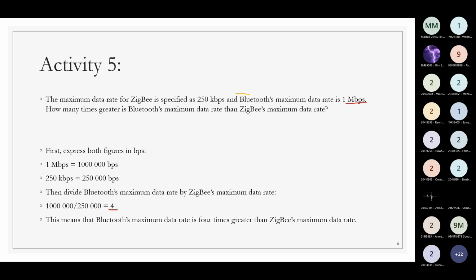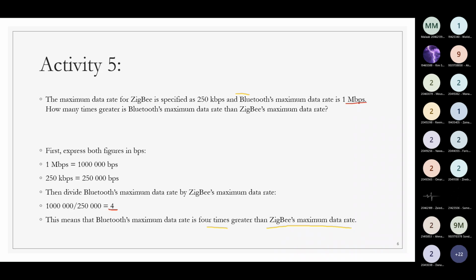Look, we first need to express both figures in the same units. Here we have kilobits per second, and here we have megabits per second. So 1 megabit per second is equal to 1 million bits per second, and 250 kilobits per second is equal to 250 thousand bits per second. Now we divide the Bluetooth data rate by the ZigBee data rate, and we get the number 4. This means that the Bluetooth maximum data rate is 4 times greater than the ZigBee maximum data rate. Okay, is it clear? Clear or not?